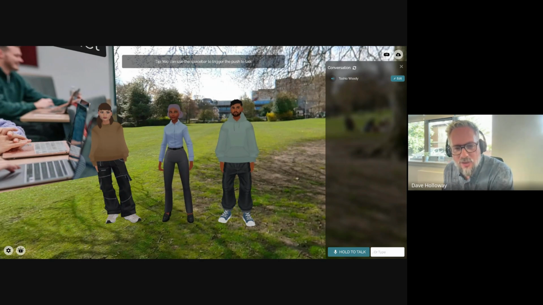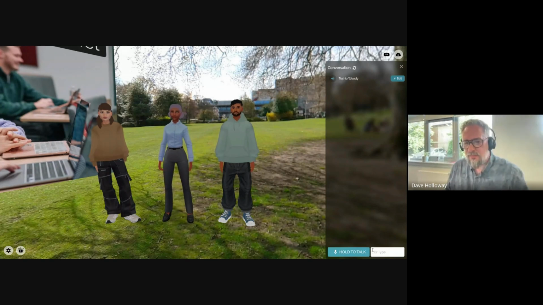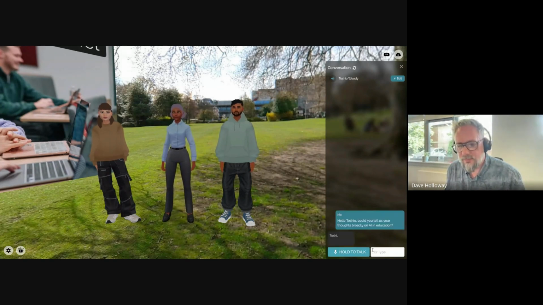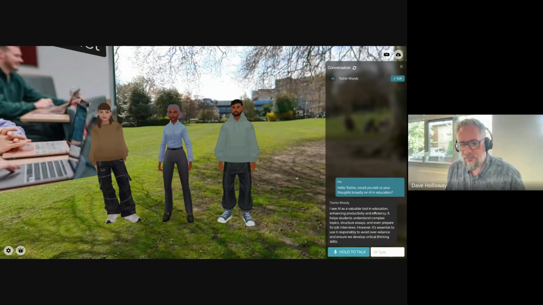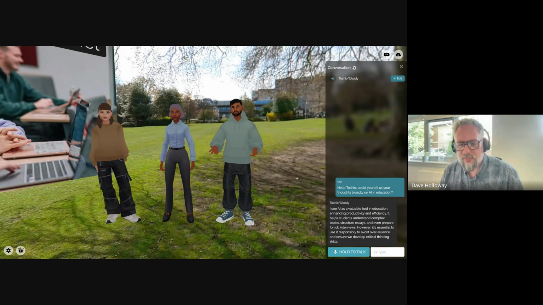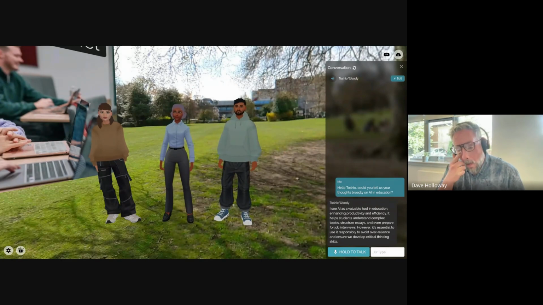Hi Toshio, could you tell us your thoughts broadly on AI in education? I see AI as a valuable tool in education, enhancing productivity and efficiency. It helps students understand complex topics, structure essays, and even prepare for job interviews. However, it's essential to use it responsibly to avoid over-reliance and ensure we develop critical thinking skills.